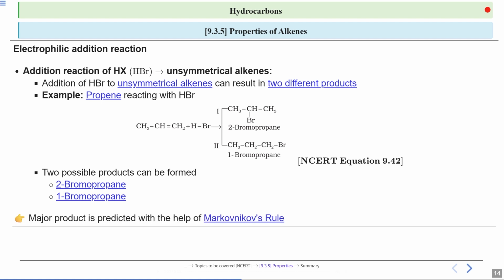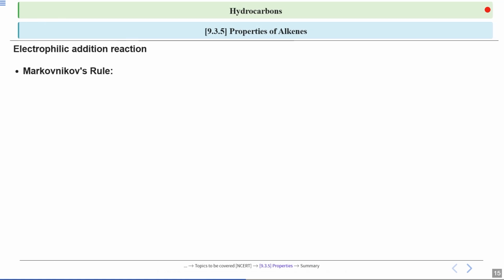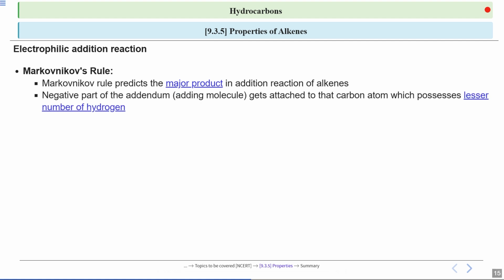How do you decide it? So the major product is predicted with the help of Markovnikov's rule, which we will see in the next slide. So let us study this Markovnikov's rule. Markovnikov's rule predicts the major product in addition of alkenes. Which alkenes? Specifically unsymmetrical alkenes, where more than one product is possible for the same reaction. According to Markovnikov's rule, the negative part of the molecule that is being added attaches to the carbon atom that already has fewer hydrogen atoms.